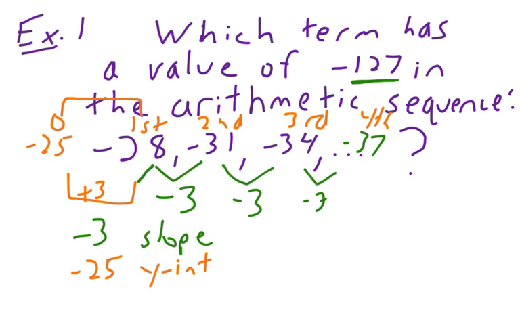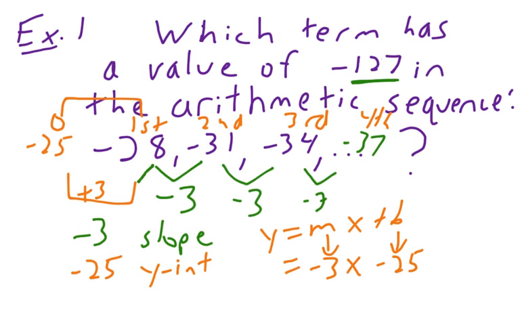Alright, I'm getting somewhere. So if I write y equals mx plus b, I can plug in for m, that's my slope, negative 3. For b, that's my y-intercept, negative 25. I bring down my x, and what's that negative 127? Oh, that's going to be my y value. So my x value is like the x term. The x stands for the term number. So it's just a two-step equation.